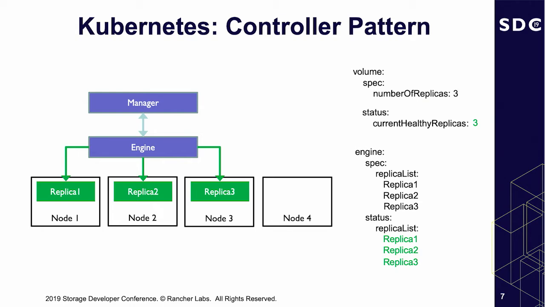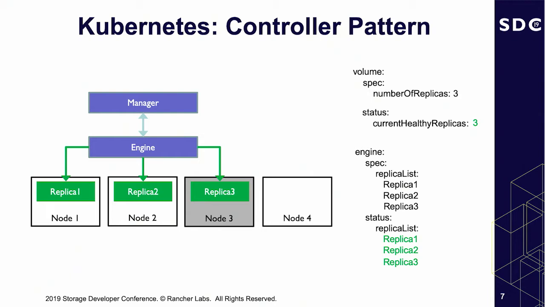So you can also see that we have the engine object, which follows the same pattern. In the engine object spec, we say we have replicas 1, 2, 3 listed here. And in the status, we see, okay, we have 3 replicas, and all of them green. Everything seems healthy. But what if something happened?